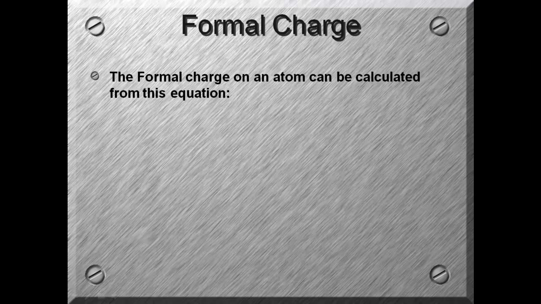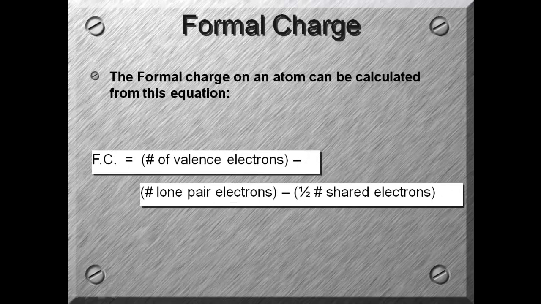The formal charge on an atom can be calculated from this equation. We take the number of valence electrons, which is found off the periodic table, subtract the number of lone pair electrons, and then subtract half the number of shared electrons.